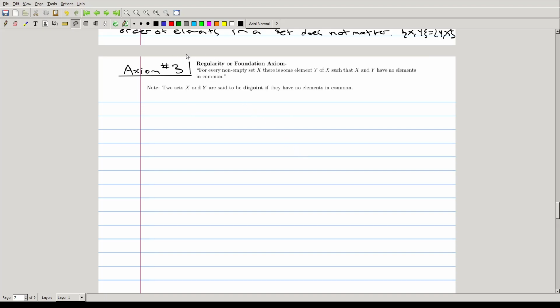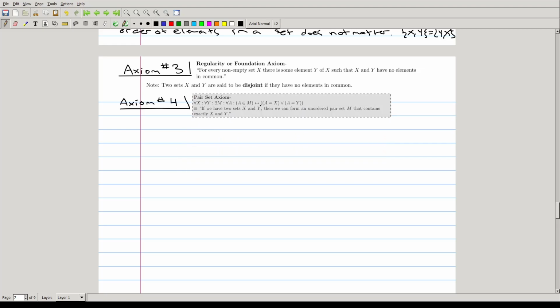Now, this foundation axiom, we'll see, directly addresses one of the problems that we found with Russell's paradox and resolves this paradox for us. But Axiom 4, in order to keep moving on here, we're going to get over and do, at least at the beginning, two axioms at a time.